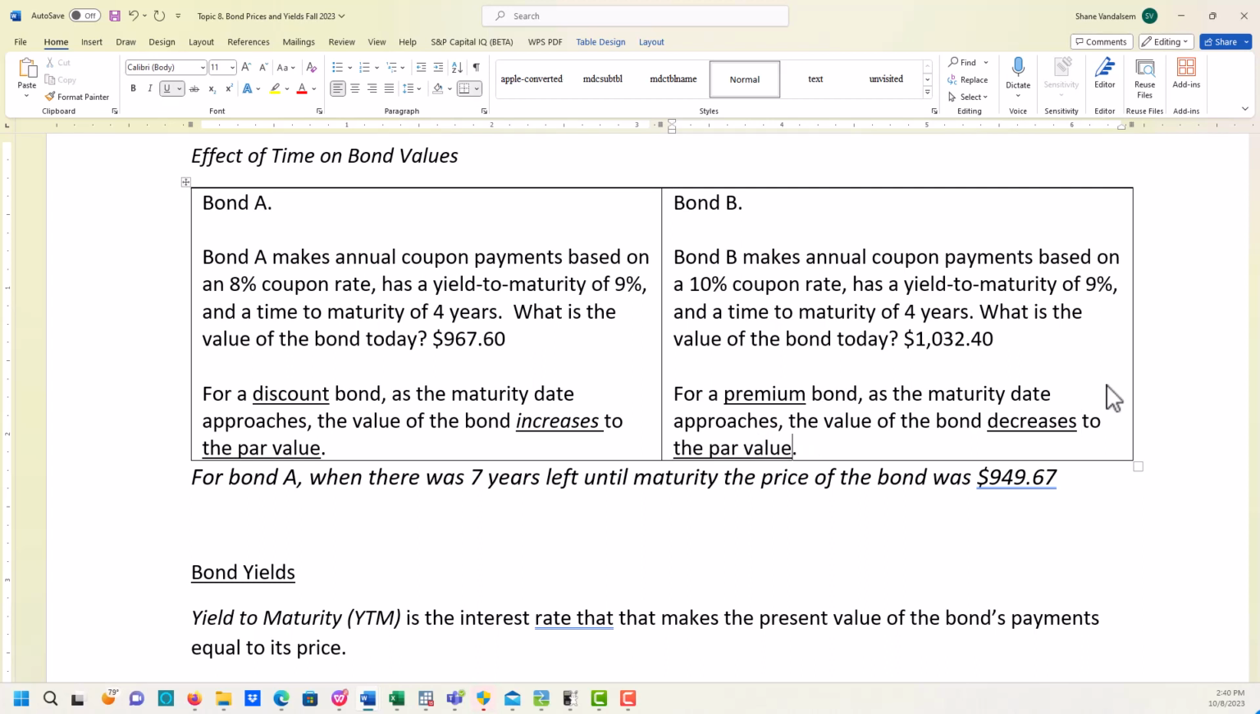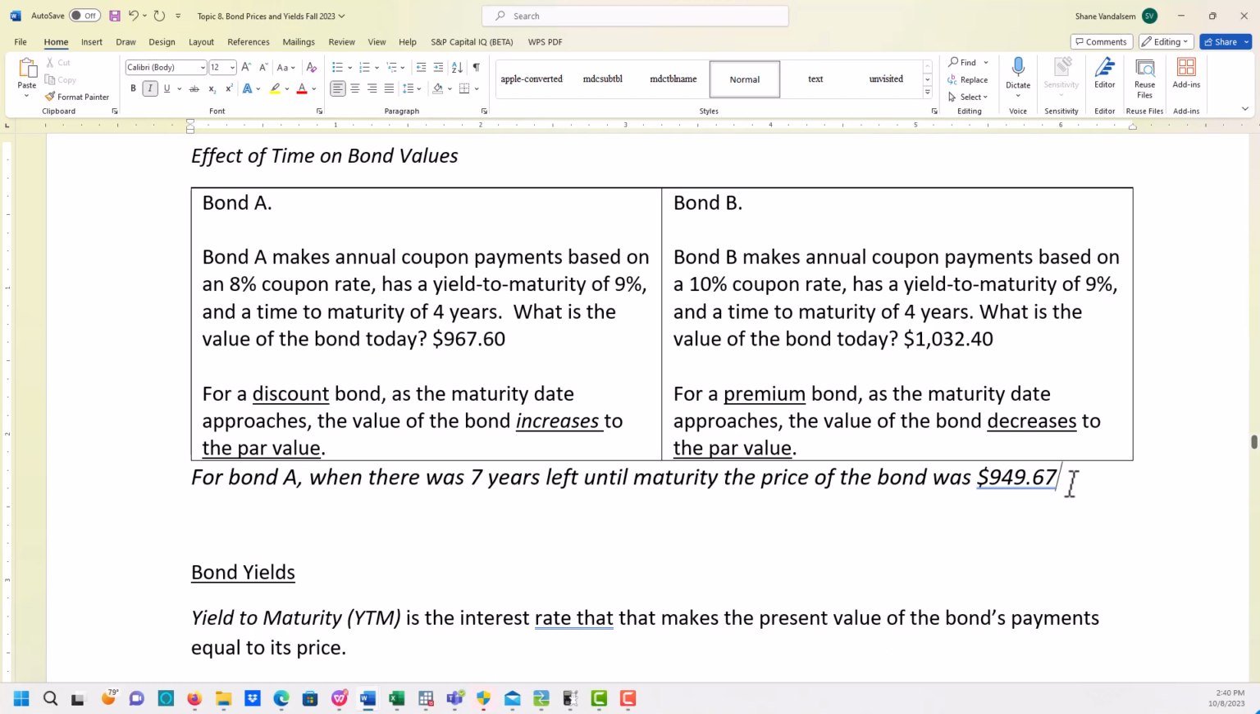All right. What I want you to know for both premium bonds and discount bonds, as they approach maturity, as they hit that maturity date, the value is going to converge on $1,000, because on maturity date, that's the value of the bond. That's how much the investor is going to receive for that bond, is that par value or that principal value. And I'm just going to add a little note down here, just to make things complete.